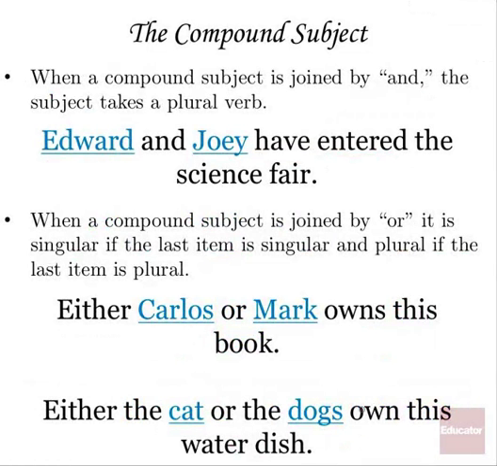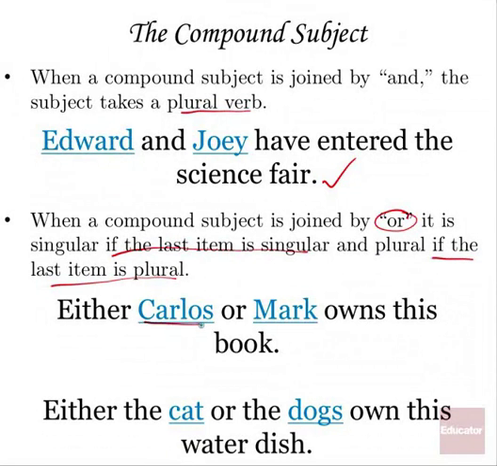Now, when a compound subject is joined by and, as we saw, it takes a plural verb. Edward and Joey have entered the science fair. Now, that plural verb is not a hard and fast rule because when a compound subject is joined by or, it is singular if the last item is singular and plural if the last item is plural. That last item determines how the verb will go.